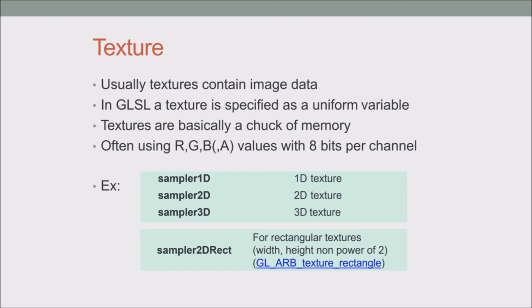Right. So usually the textures contain image data, right? And then the GLSL texture is specified as uniform variables. So these are uniform variables actually, texture data. That means you can take these from your CPU side, and then it will be the same for the whole process of the shader part. So that's why it's considered a uniform.